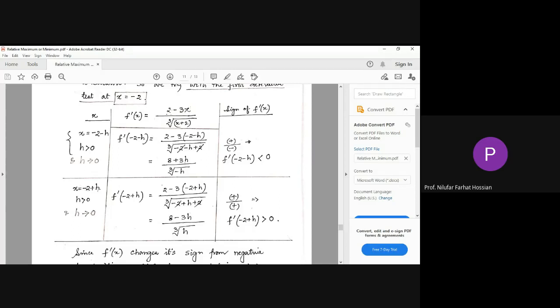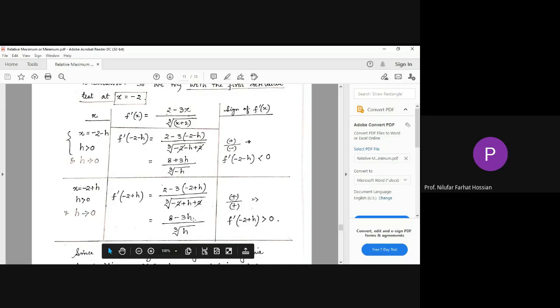So -2 plus h, again h is a positive number, h tends to 0. So now put here x equal to -2 plus h. So the upper part becomes 2 plus 6, that means 8, 8 minus 3h. And in the lower part, -2 cancels out, it was plus h. So lower part becomes cube root of h. And upper part 8 minus 3h.